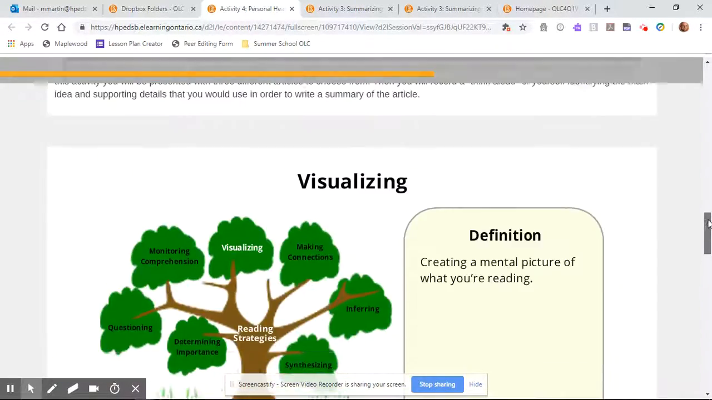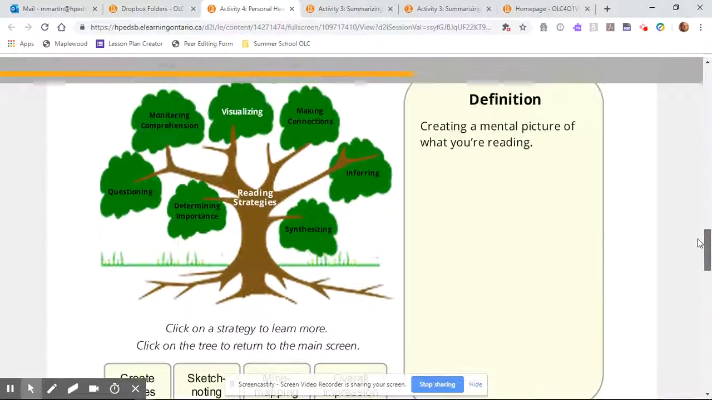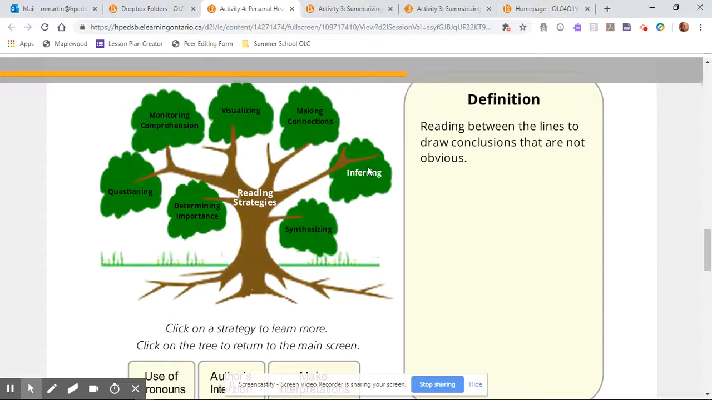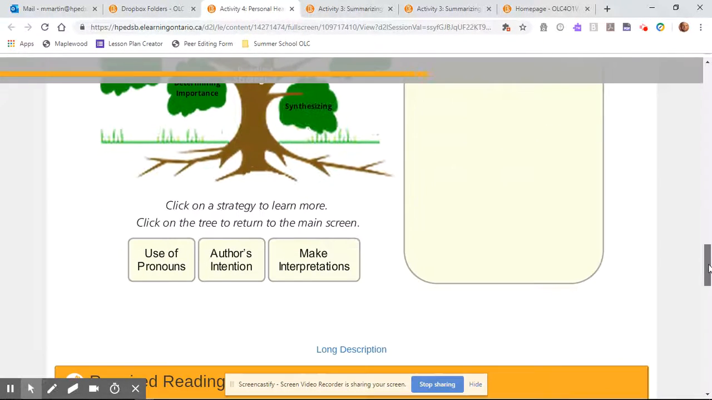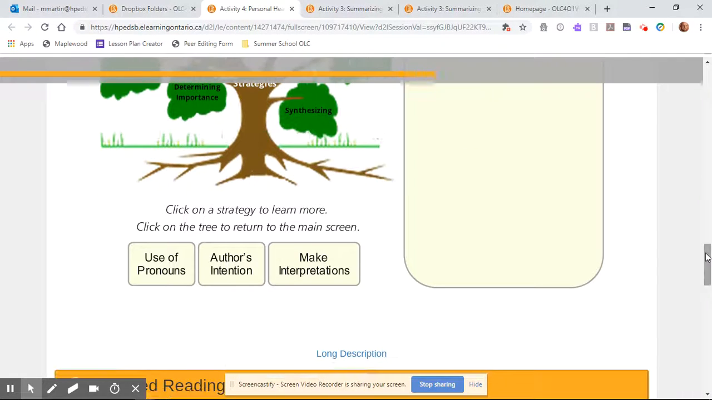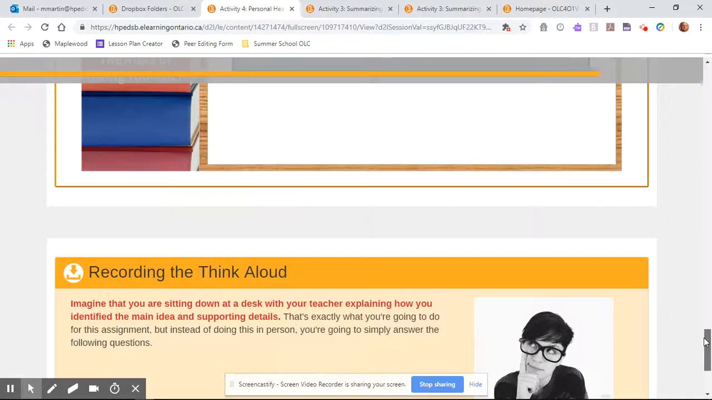Gotta go back. Or inferring. Here we go. Reading between the lines and drawing conclusions that are not obvious. So you might talk about the use of pronouns, the author's intentions, or making interpretations. I'm looking for you to be as specific as possible. Don't just say, I used visualizing because I painted a picture in my head. You need to refer to one of these things at the bottom. So that's the first question.